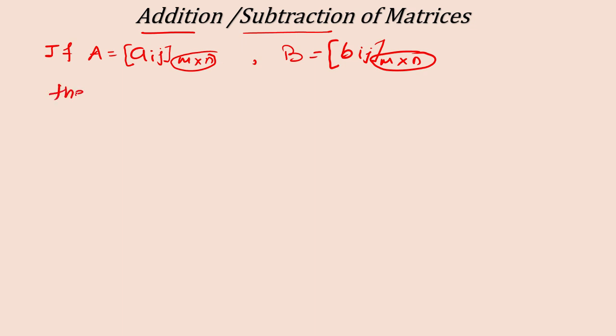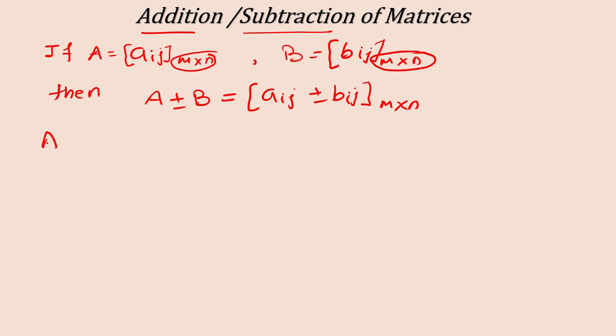Then how are you going to add or subtract them? A plus minus B, where plus minus means addition and subtraction can be done in the same way, will be Aij plus minus Bij, and its order will remain the same. It means if you want to add two matrices, you add their corresponding elements, or if you want to subtract one matrix from another, you subtract their corresponding elements.